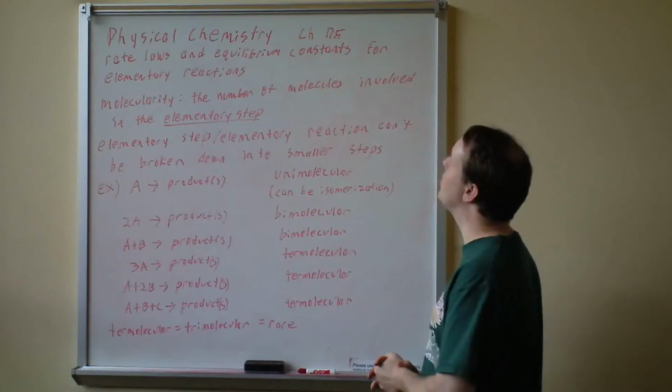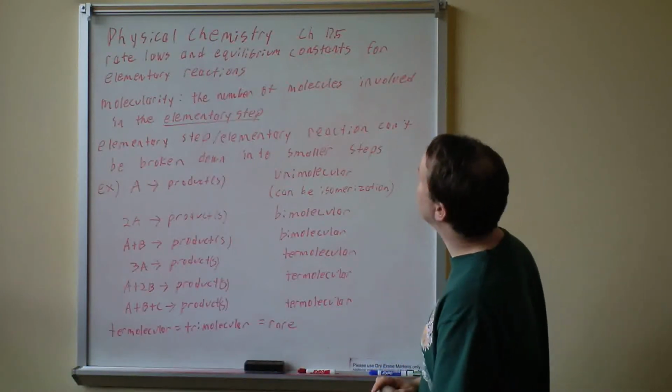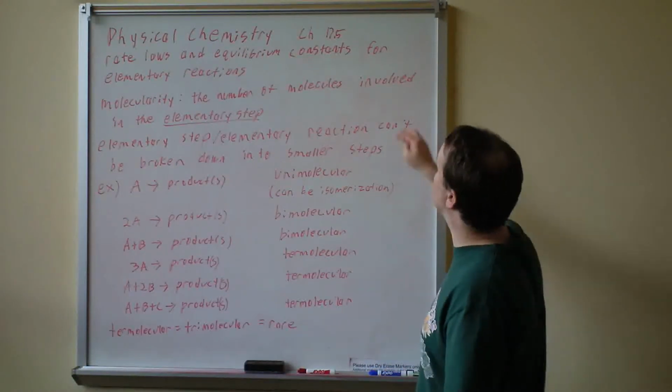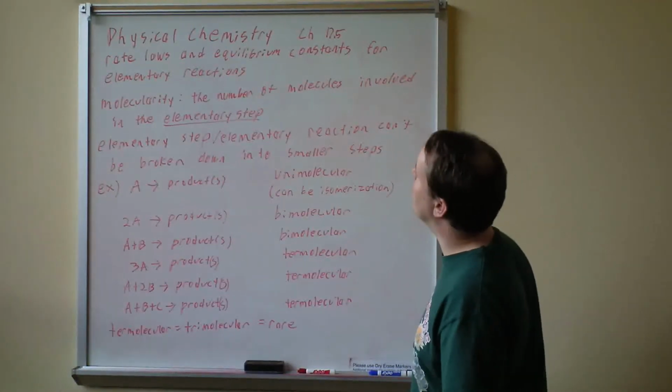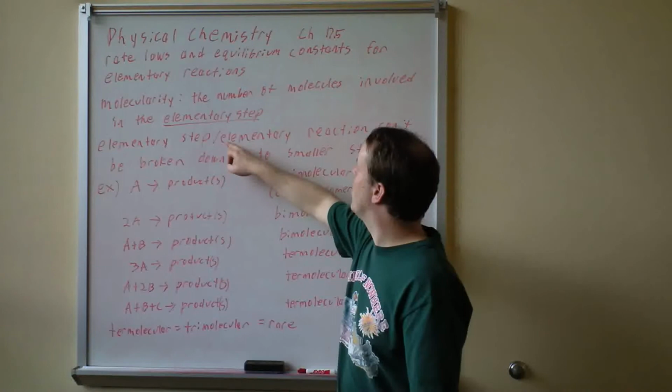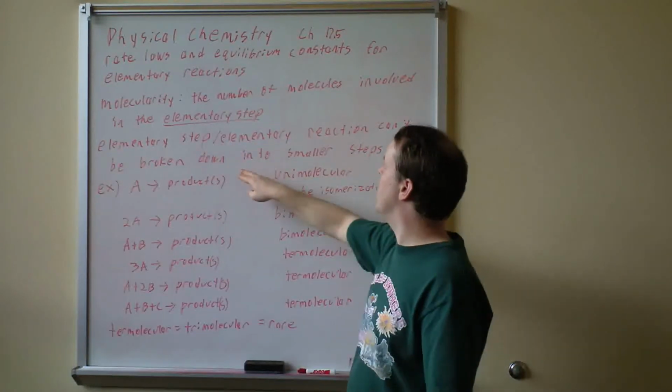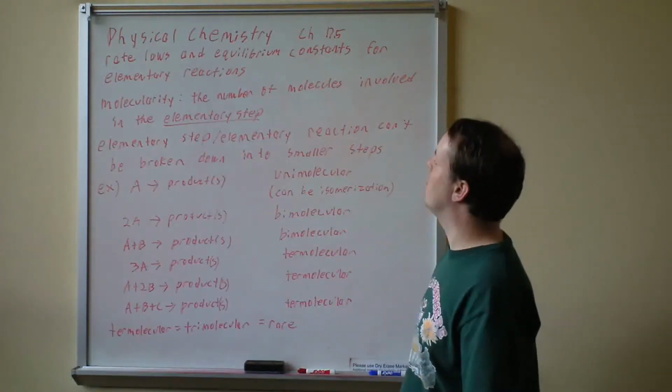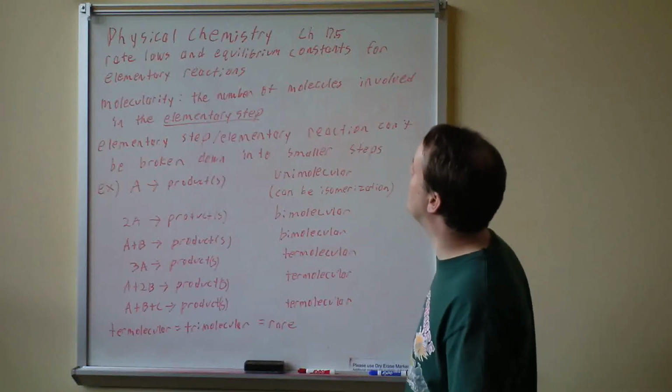Okay, continue on physical chemistry, chapter 17. Now we're in section 5. Section 5, we're talking about rate laws and equilibrium constants for elementary reactions. Now, an elementary reaction or elementary step means it can't be broken down into smaller steps. This will become clear as I show you some examples here.